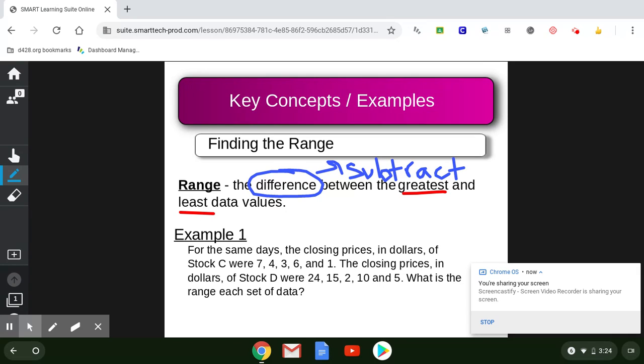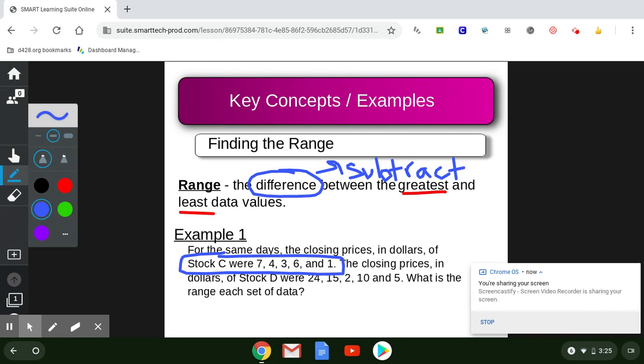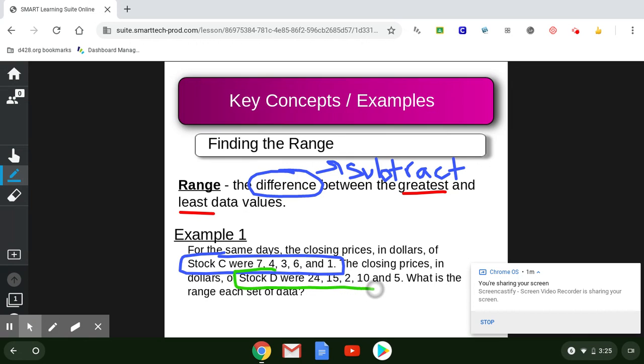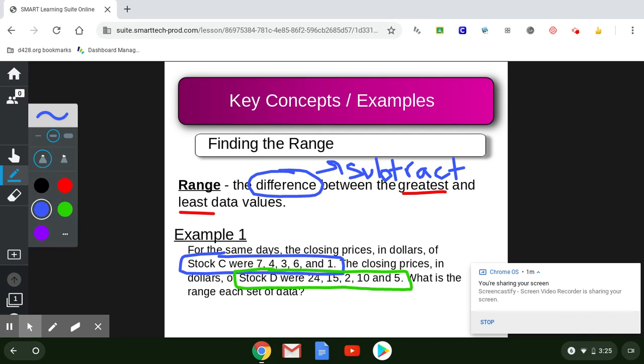So for an example, you don't need to write all of this down, but for the same days, the closing prices in dollars of stock C were 7, 4, 3, 6, and 1. So what I just went over in blue, you might want to write that down on your paper. And the closing prices in dollars for stock D were 24, 15, 2, 10, and 5. So again, what I just circled in green, you might want to write down on your paper. I want us to find the range of each data set. So you start with one data set at a time, one list.